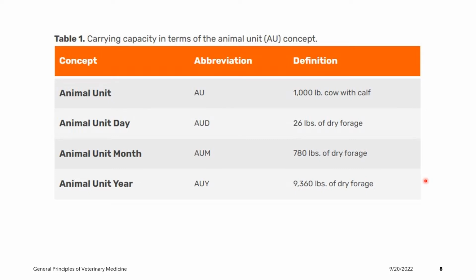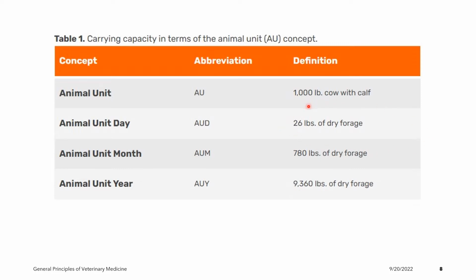So how do we get 26 pounds of dry forage? We get that based on the animal intake of 2.5% to 3% of the body weight per day on a dry matter basis. That is adjusting for moisture content for feed. Now, for example, a 1,000 pound cow eating 2.5% to 3% of its body weight eats about 25 pounds per day.